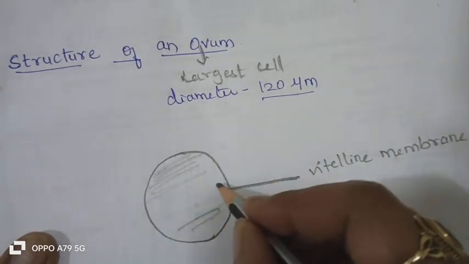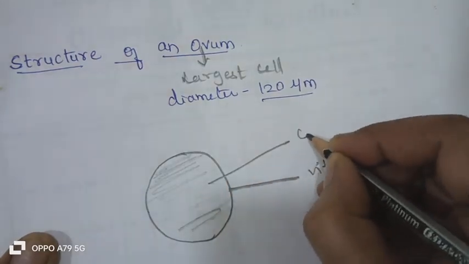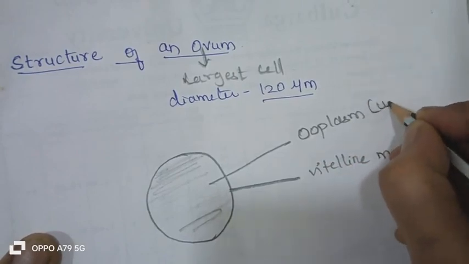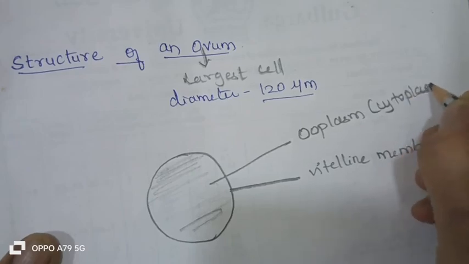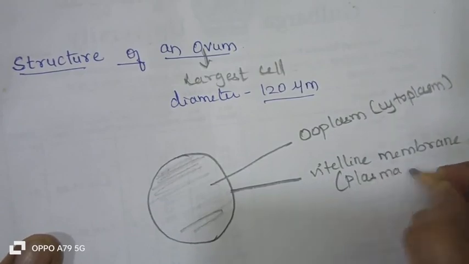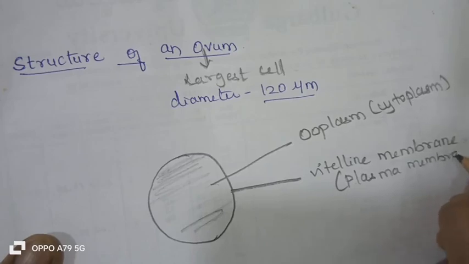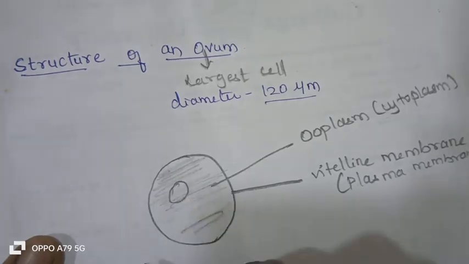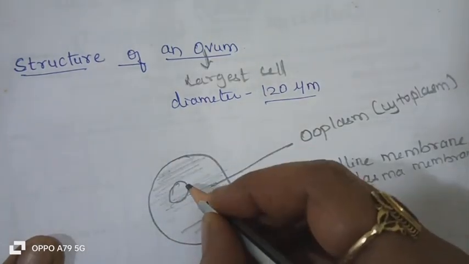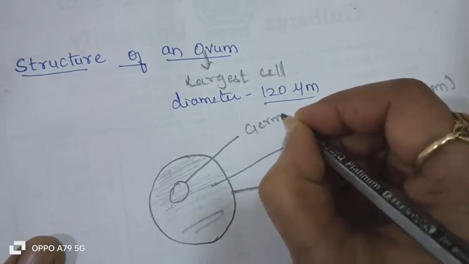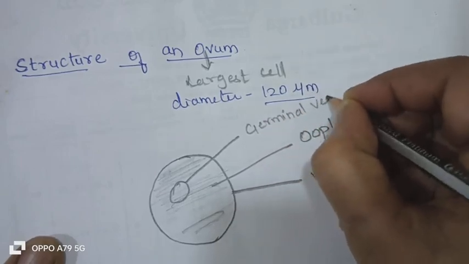You all are very familiar with this. So this cytoplasm, here in the ova, we call it ooplasm. I'll mention in the bracket cytoplasm so that you can remember. And the vitelline membrane we can call the plasma membrane. Now, there is the presence of cytoplasm which we call ooplasm, and there will be the presence of a nucleus. This nucleus here we call the germinal vesicle.